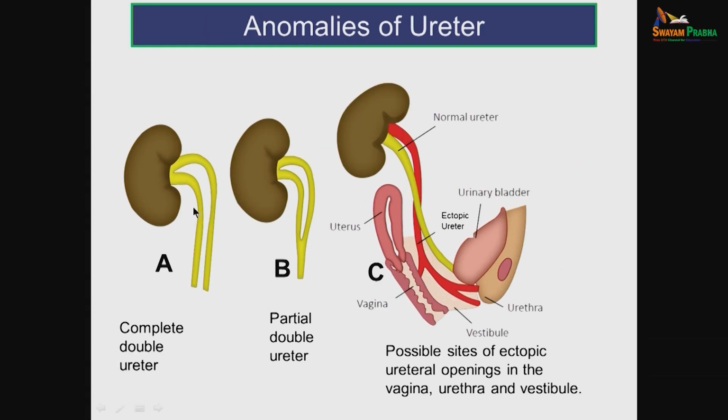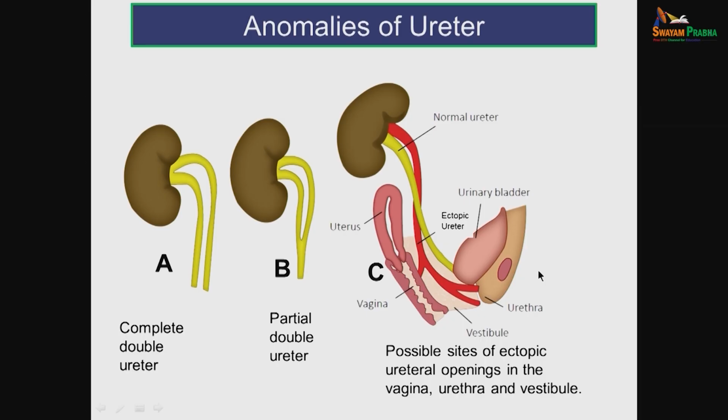Look at this picture, this is complete double ureter. This is partial double ureter, as I have mentioned in the previous slide. Only thing with the complete double ureter is that the normal ureter opens into the bladder. The other ureter, which is abnormal, ectopic ureter, we mentioned it as ectopic ureter because it can open into different sites. The possible sites of ectopic ureteral opening, in case of females, it can open into vagina, urethra, or into the vestibule. Here you can see it is opening into the urethra.